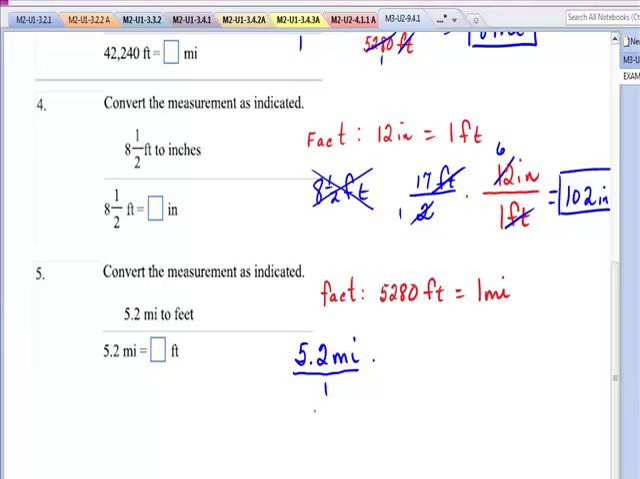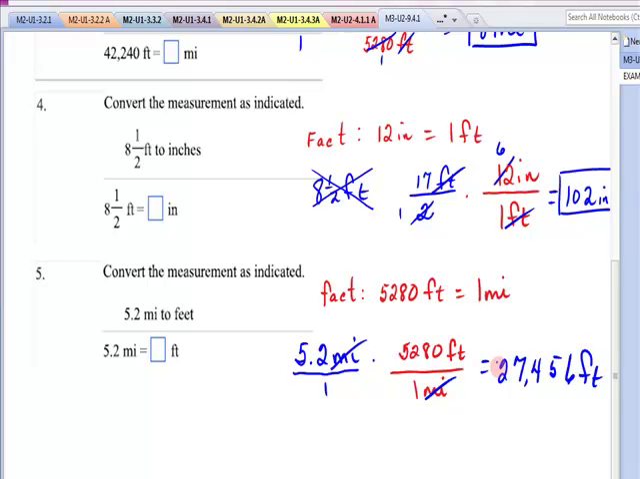Put it over 1. I want miles to go away. So from my fact, I put 1 mile on bottom. I put 5,280 feet on top. I know I must be doing it right because the miles have canceled out. With my calculator, 5.2 times 5280, and I get 27,456. The only thing left is feet.